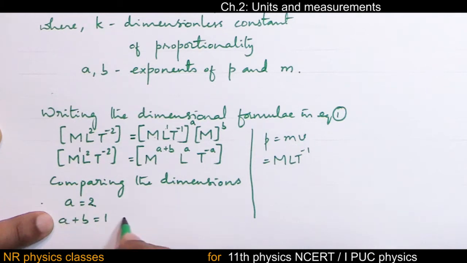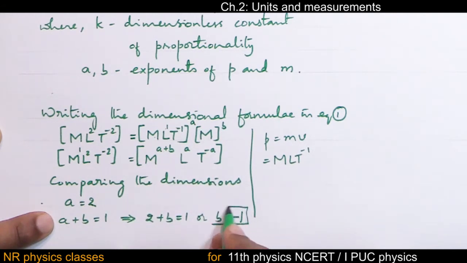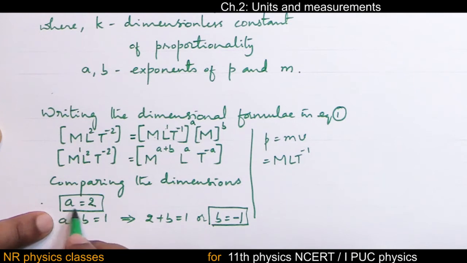Substitute A equal to 2 in this. 2 plus B equal to 1, or B equal to minus 1. We wanted the values of A and B, and we have the values of A and B.